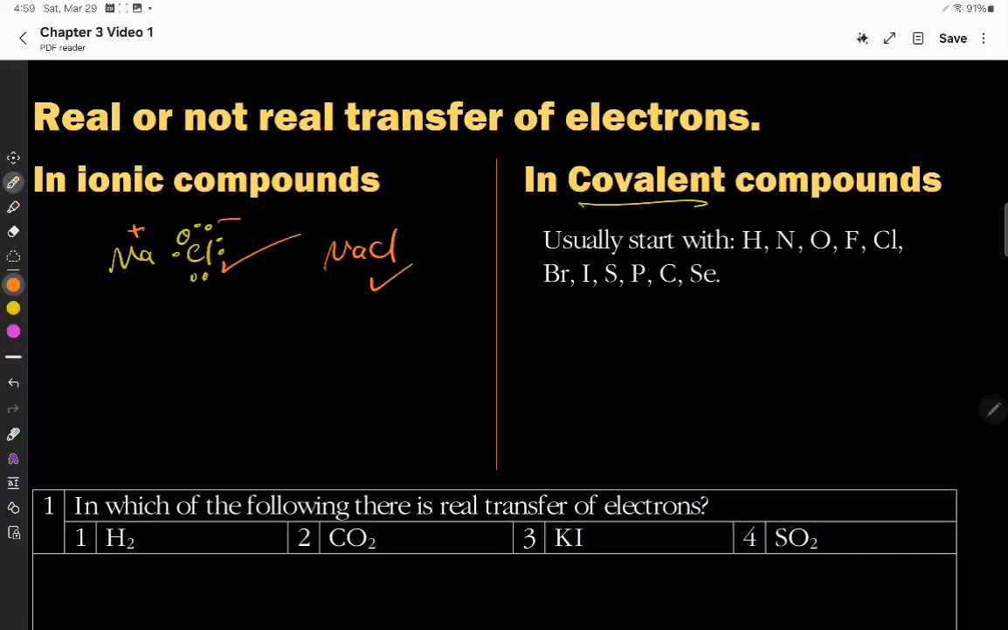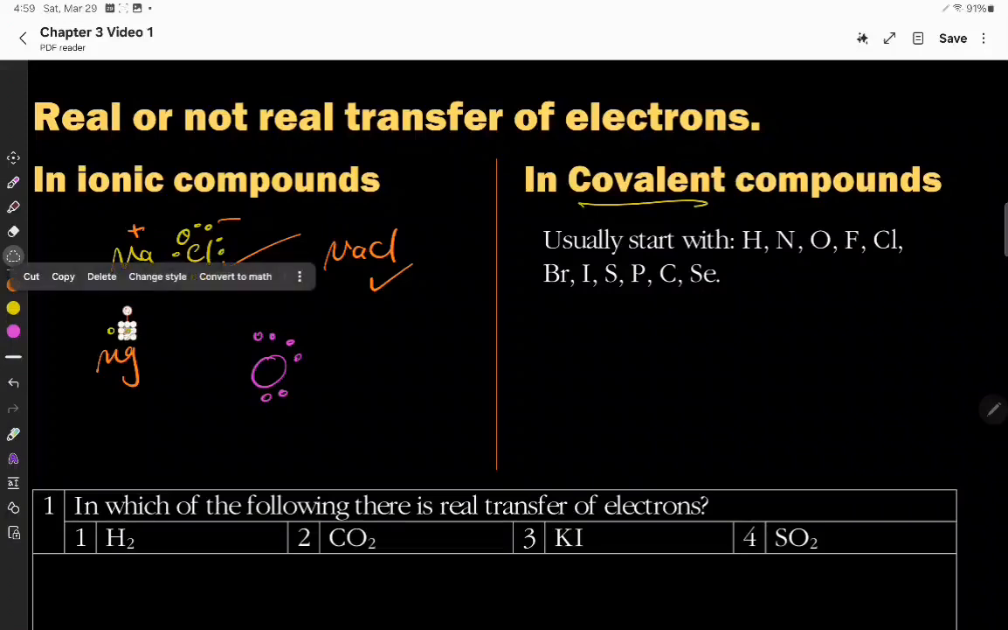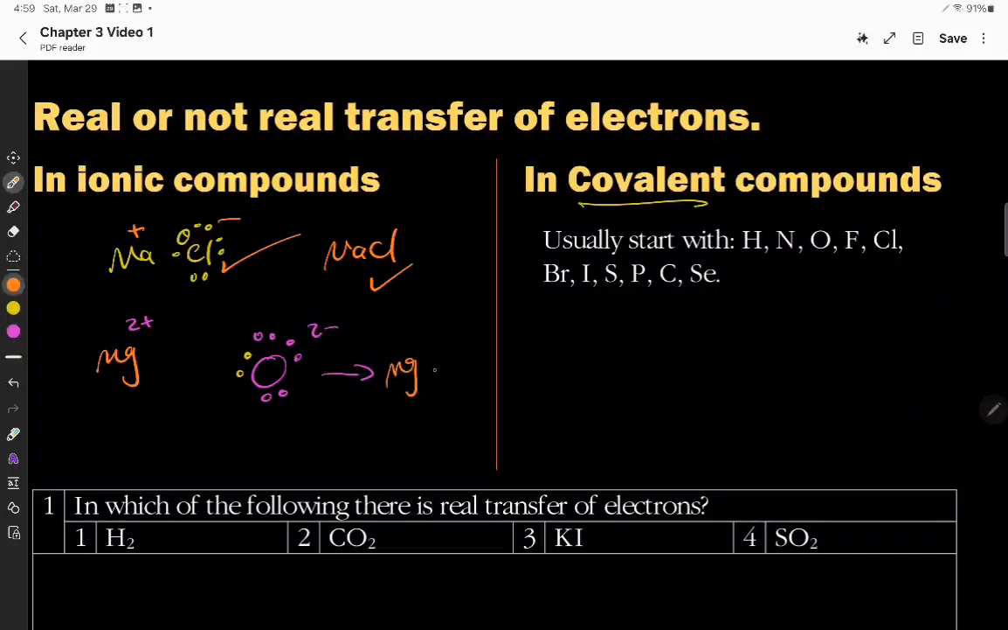NaCl, there is real transfer. Magnesium, for example, has 2 valence electrons, and we have oxygen with 1, 2, 3, 4, 5, 6. Now what will happen here? These 2 electrons are going to transfer from magnesium to oxygen. Now magnesium is going to be 2 positive, oxygen is going to be 2 negative. The compound will be MgO, this is 2 positive, this is 2 negative, because there is real transfer of electrons.